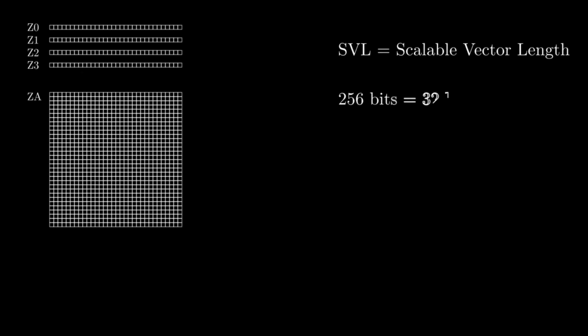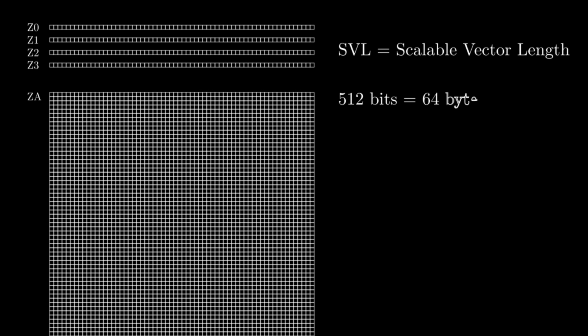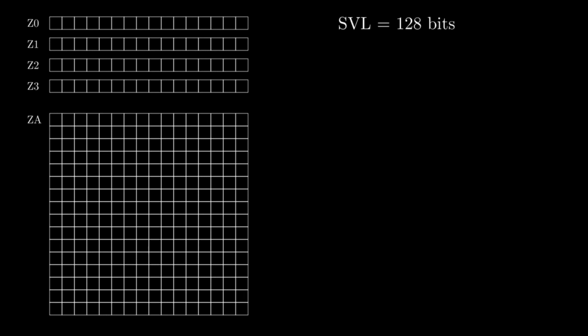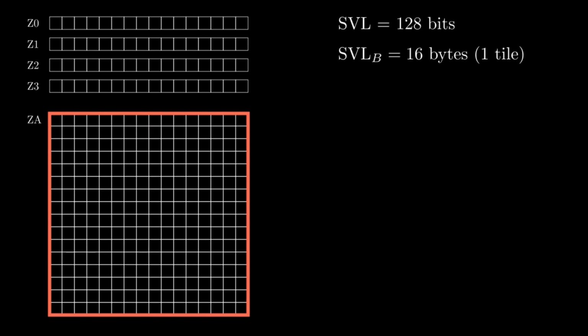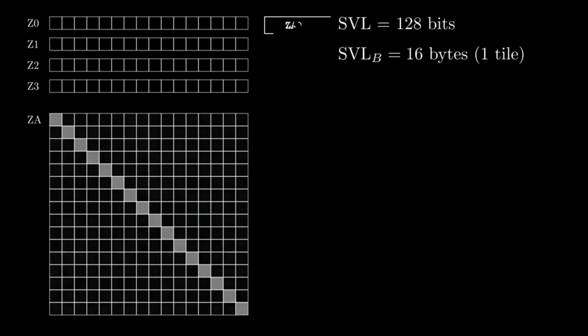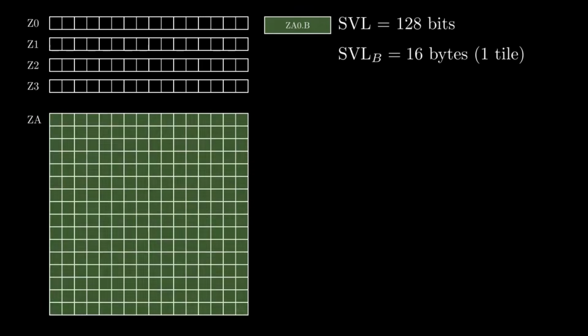For a vector length of 256 bits, the width would be 32 bytes and the ZA tile would be 32 rows high. For a vector length of 512 bits, the width would be 64 bytes and the ZA tile would be 64 rows high. Let's look at the case where SVL is 128 bits. The ZA storage is 16 bytes wide and 16 rows high. So when accessing byte-size elements, it forms a single square tile, as shown by the grey diagonal called ZA0.B.